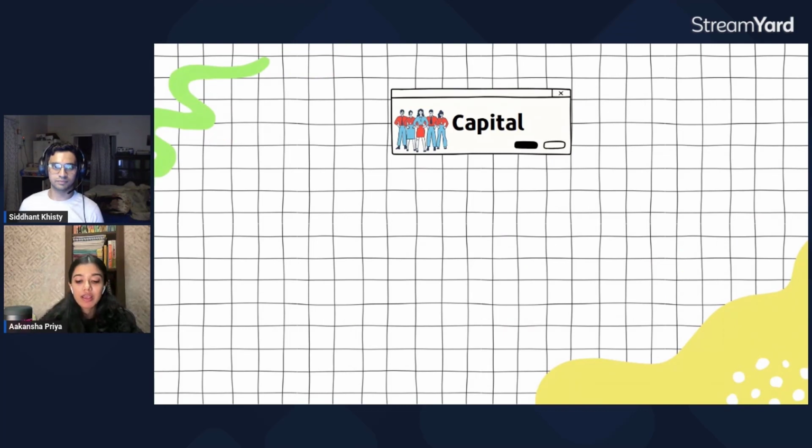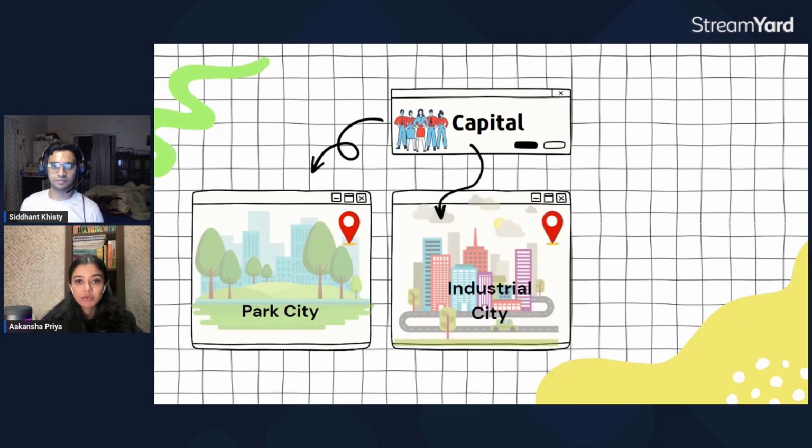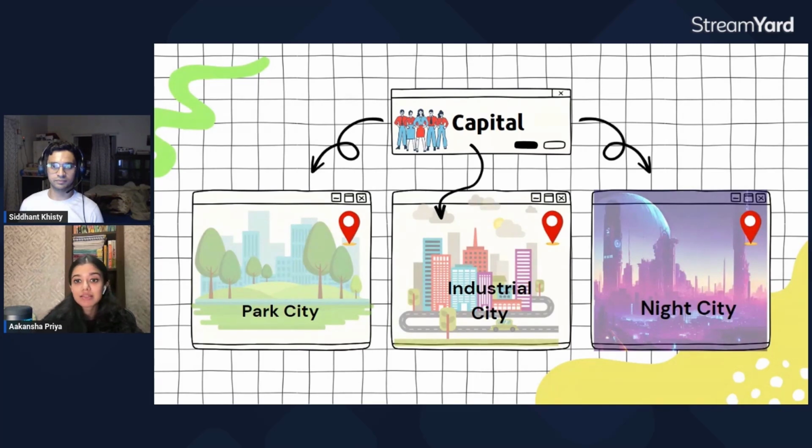Now every country has a capital, which is like the main city. In that main city, all the authority people who will be governing the nation will be staying. After the capital is established, we need some cities, right? For example, we have taken Park City, Industrial City, and Night City. If you are into gaming, you can understand the reference to Night City.